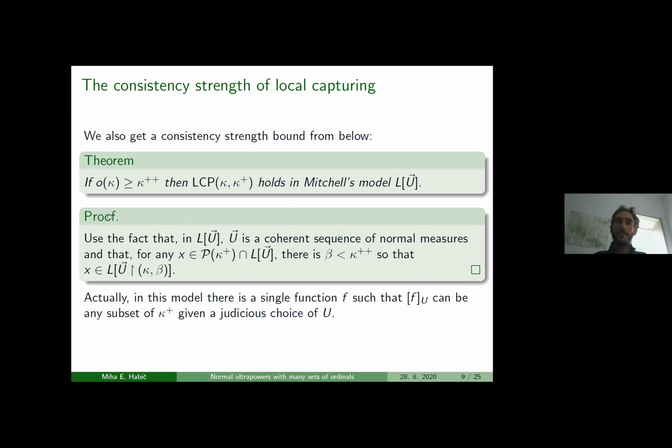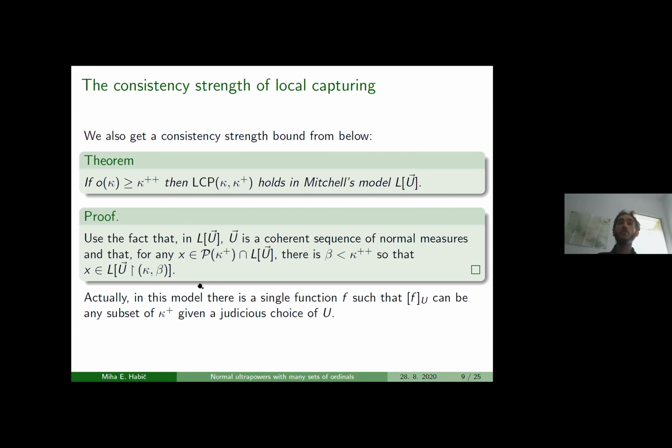So I'm not going to give the details of this proof, but if you've ever dealt with this model, it's relatively straightforward. What you use in the proof is that this U vector, the sequence of normal measures, is what's called a coherent sequence of normal measures, and that any subset of kappa plus in this model is constructed from some initial segment of this sequence of measures.